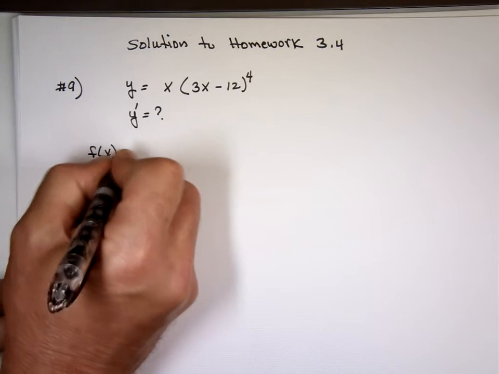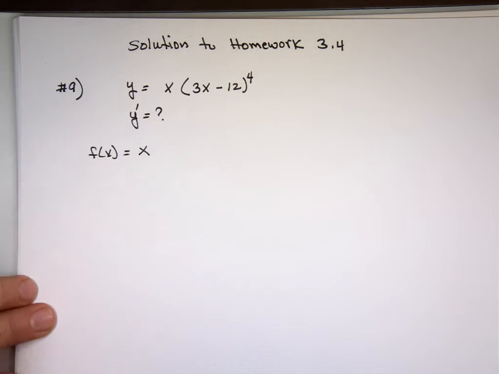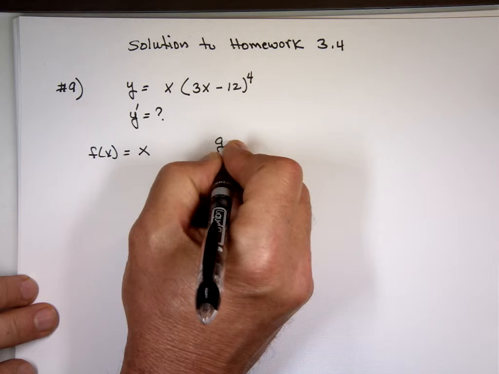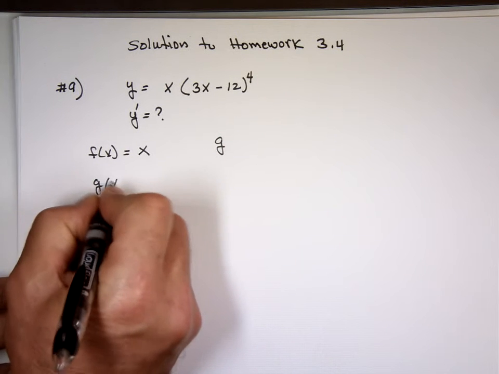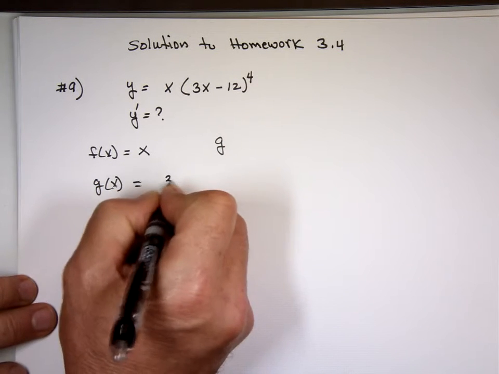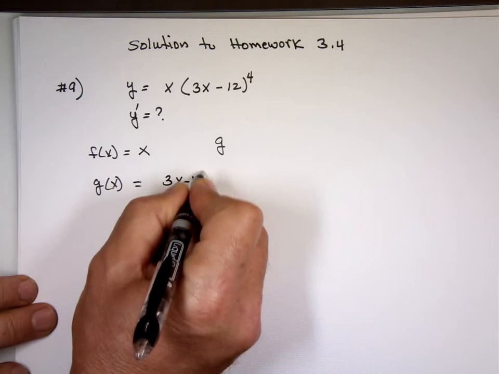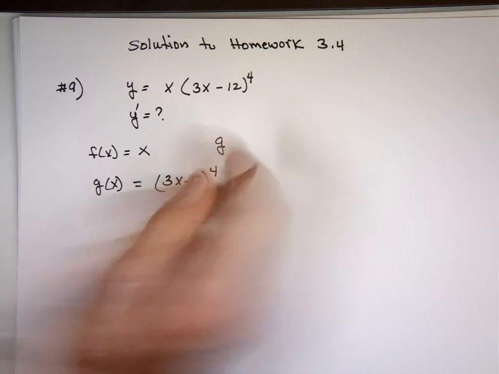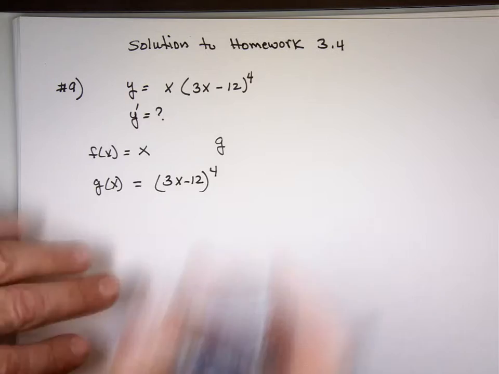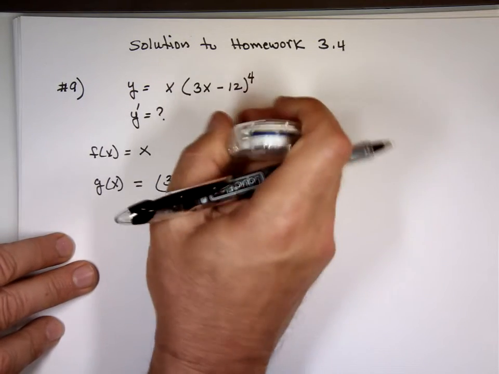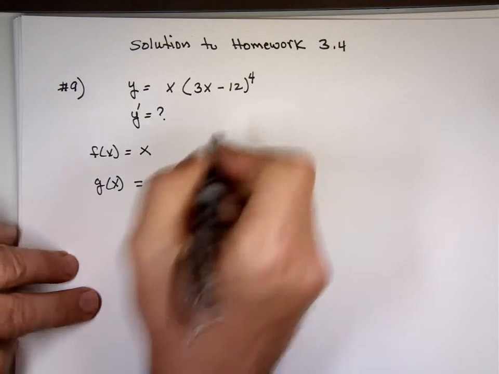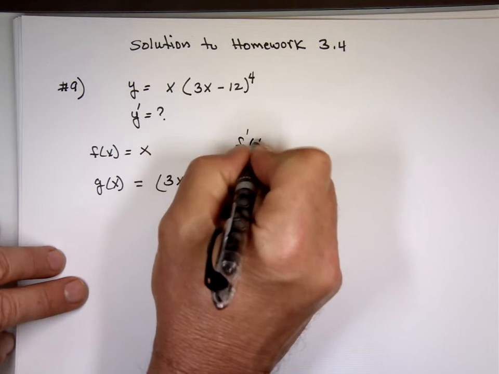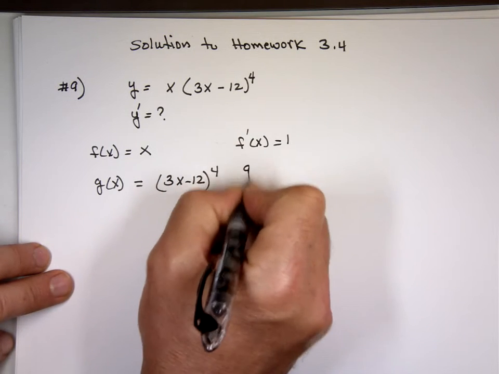f of x equals what? x. And g of x, g of x always goes on the bottom, not on the right side, is what? 3x minus 12 to what power? To 4. What's the derivative of that? 1. What's the derivative of this?